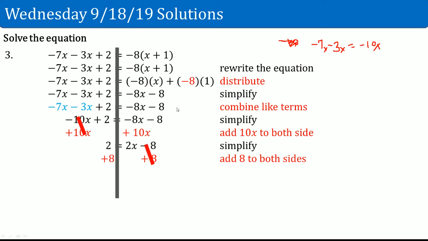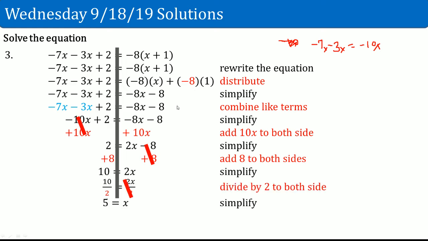Add 8 to both sides. That cancels out. 2 plus 8 on the left hand side becomes 10. On my right hand side, the 2x just comes straight down. Divide both sides by 2. My left hand side, 10 divided by 2 becomes 5. Okay.